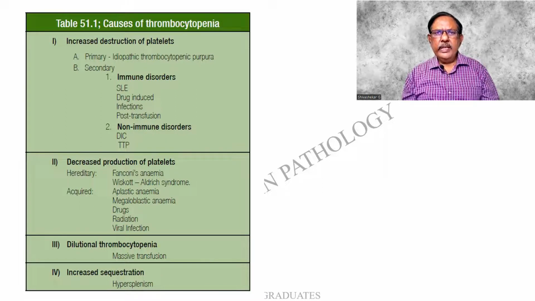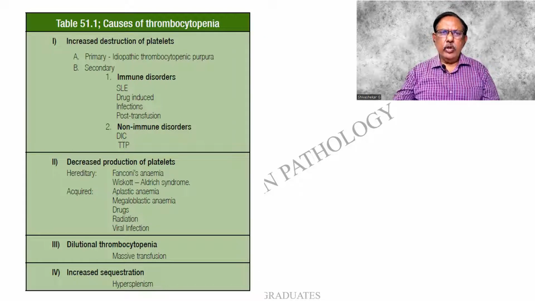And your books say that even a count of 20,000 platelets can prevent spontaneous bleeding. So when a patient is having spontaneous bleeding, that means there is an alarmingly low platelet count. Whatever be it, what are the causes for thrombocytopenia?